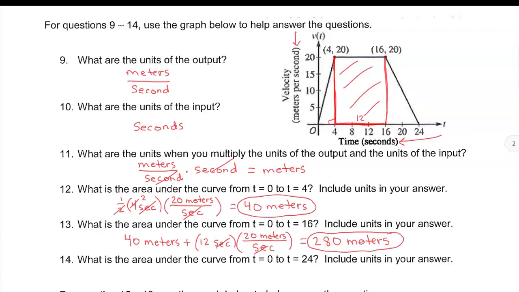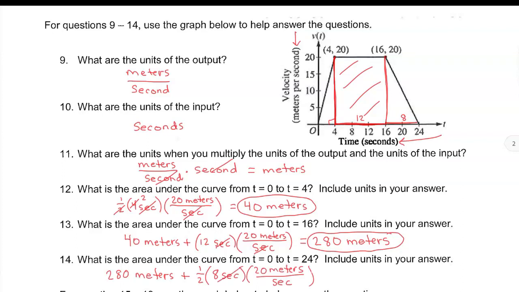Last one, going from t equals 0 to t equals 24, I can take our 280 meters from the previous section and add on the area. The area of this last region is a triangle, so I'm going to set up 1/2 base times height. The base goes from 16 to 24, so that's a difference of 8. The units horizontally are seconds, so write 8 seconds. And then the height, again, is 20 meters per second.